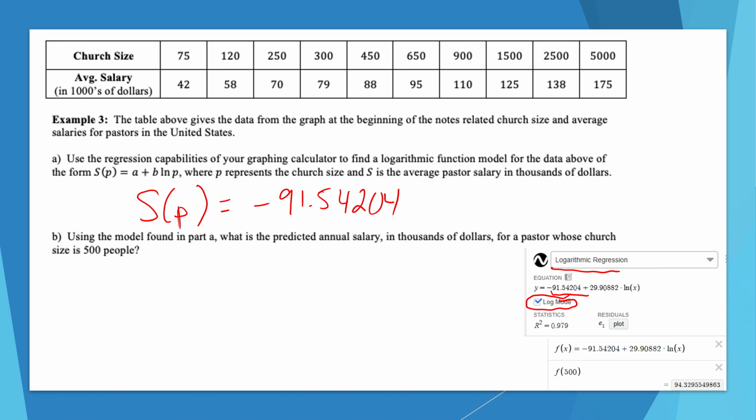And I'll just write the full decimals, but you could either round to 3 places or do what I did. And then plus 29.90882 times ln x there, right? Now part B, using that equation, what is the predicted annual salary in thousands of dollars for a pastor whose church size is only 500 people?